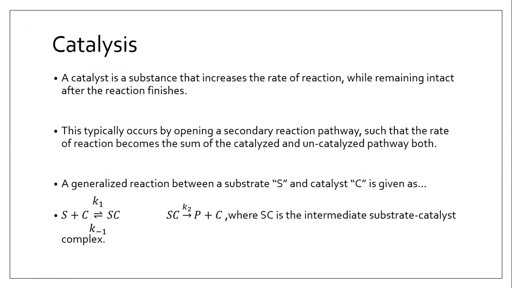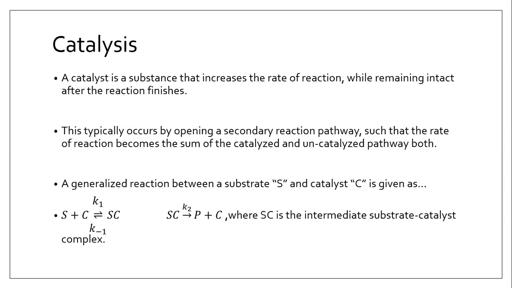Remember, a catalyst increases the rate of reaction while remaining intact after the reaction finishes. Now, that usually occurs by opening a secondary reaction pathway. So the rate of reaction becomes the sum of the catalyzed and the uncatalyzed pathways both. So we speed up. Now we're going to use slightly different terms instead of A and B. We're going to use S for substrate and C for catalyst. And we're going to use SC for a substrate catalyst intermediate. That's something we form on the way to product.